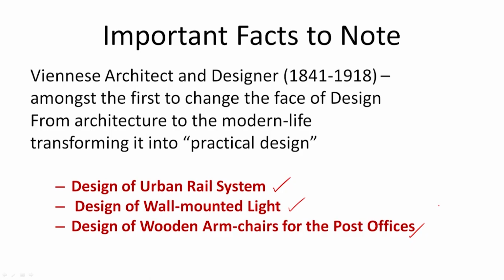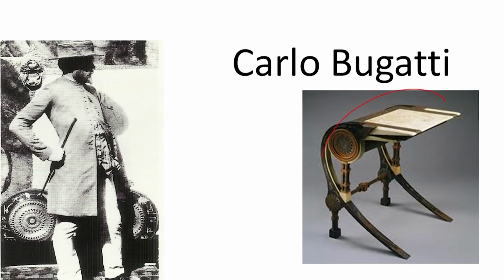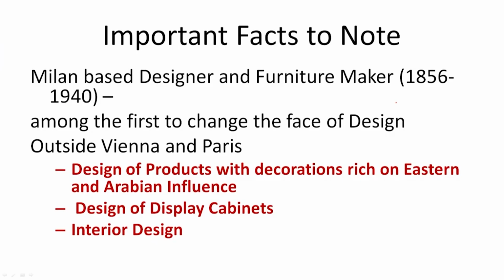We then come to another famous name called Carlo Bugatti. He is very famous for this particular design of the table, and this is in Italy. He is a Milan based designer and furniture maker from 1856 to 1940, again among one of the first in Italy to see the change in the face of design, and one of the first to bring this renaissance beyond Vienna and Paris. Very famous for the design of products with decorations rich in Eastern and Arabian influence.